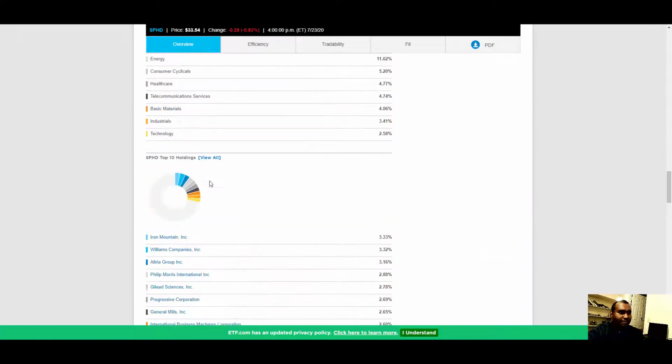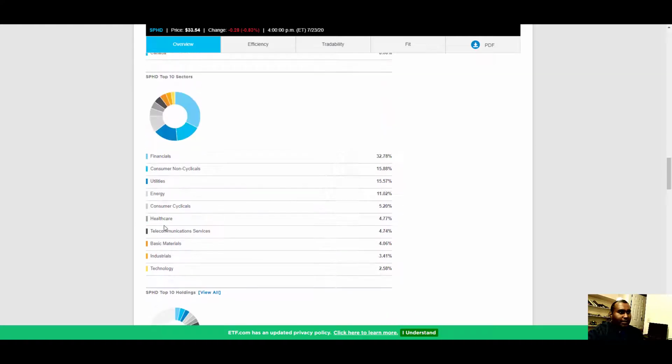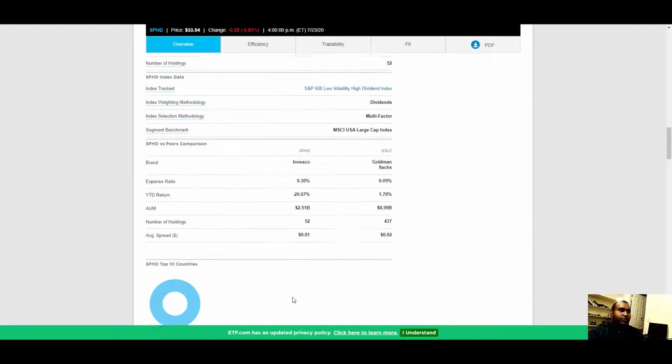But this is not all of the companies that they have invested in. If you look at their sectors, they are in financial, consumer, utility, energy, consumer cyclical, healthcare, telecom, basic materials, industrials, and technology. So this is a very well diversified set of industries that they have put in basically for you.